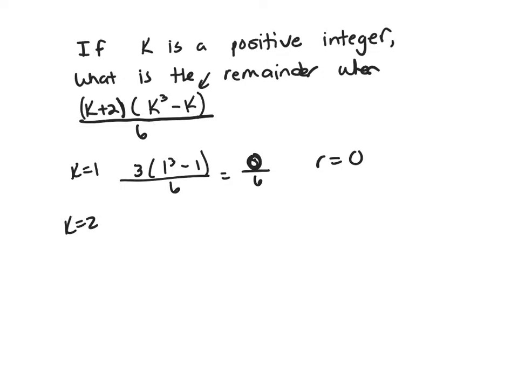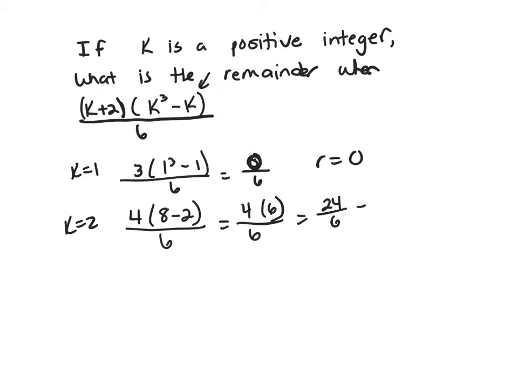Okay, let k be 2. 2 plus 2 is 4. 2 cubed is 8, minus 2, divided by 6. That's 4 times 6 over 6. That's 24 over 6, which is 4, no remainder. Looking good here. I'd probably just stop there.